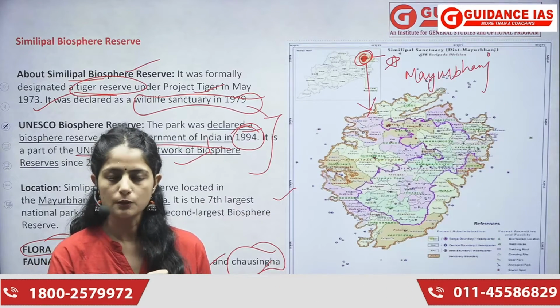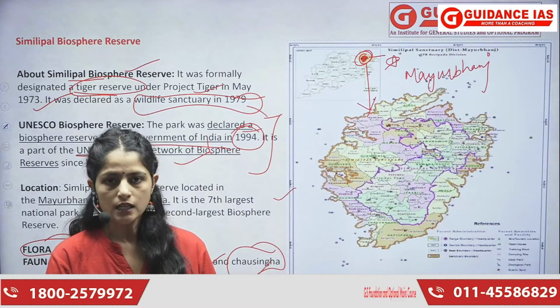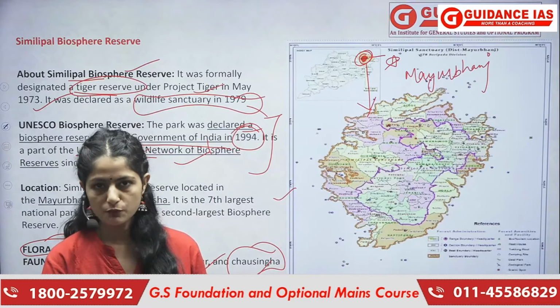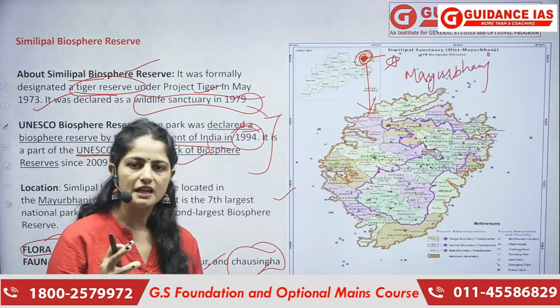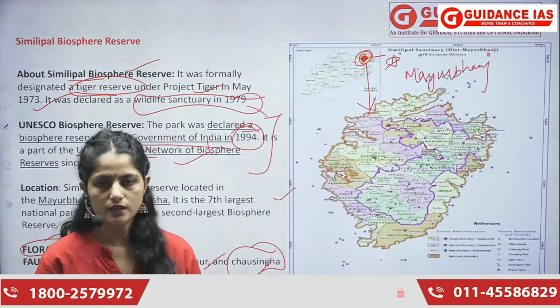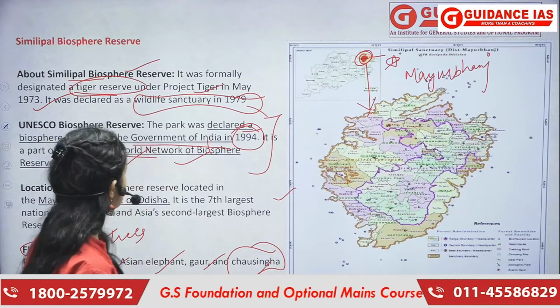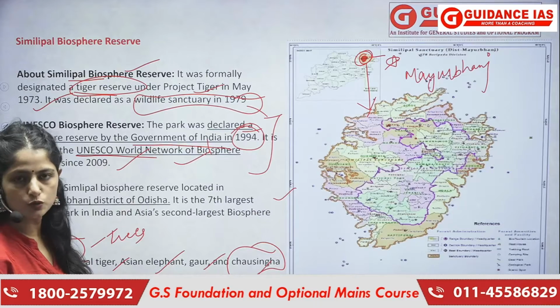You must be clear with the location of any biosphere reserve or any protected area for that matter. Then next you must be clear with the flora and the fauna or the important species which is found in that area, right? And if there is anything which is very special about that area or that national park or that protected area, you must remember that as well, right? या कुछ भी उसके regarding controversy रही है तो वो भी आपको पता होना चाहिए. So basically context you should be clear with.